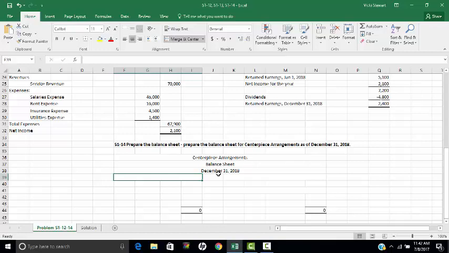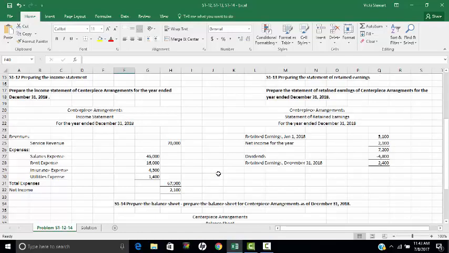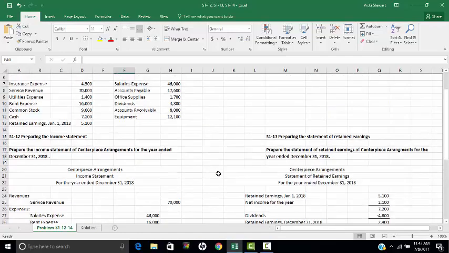So we're going to start out and do our left-hand side first, and our category is assets. So we make a title for our assets, and when we list the assets that we have, we're going to list them in order of liquidity. So what does liquidity mean? Liquidity is the ease with which we can turn something into cash. The faster we can turn something into cash, the more liquid it is. So, of course, cash is our most liquid asset because it's cash.